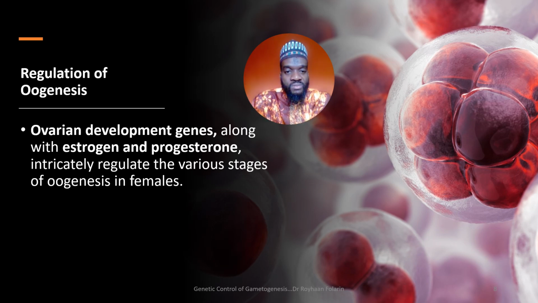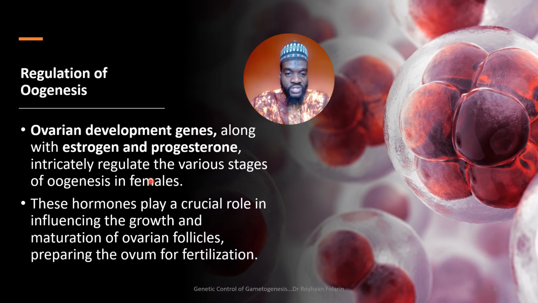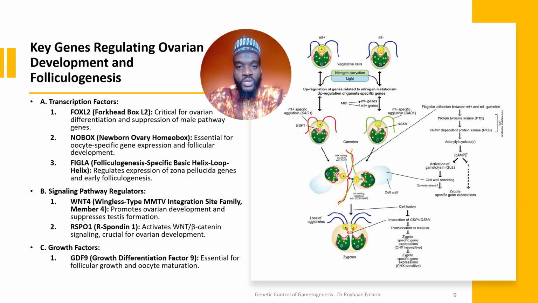So these genes, along with these ovarian development genes, along with estrogen and progesterone, they intricately regulate the various stages of oogenesis in females. And these hormones play a very crucial role in influencing the growth and maturation of ovarian follicles as we prepare them for fertilization. So here we have a list of a number of these genes, and these genes regulate ovarian development and they also contribute to folliculogenesis.